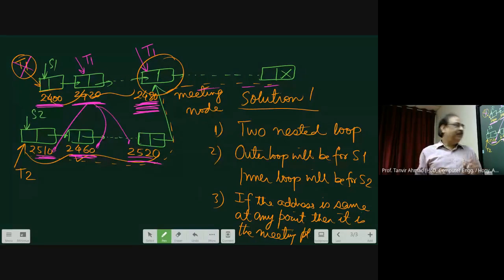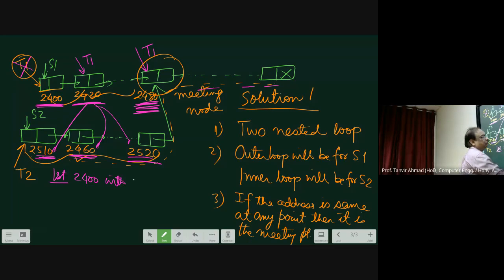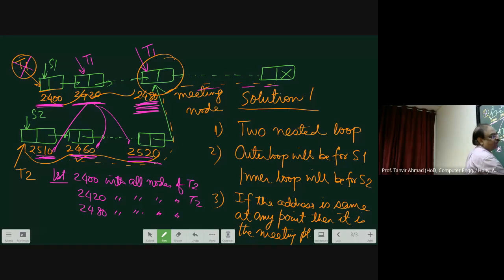Okay, that means first of all you compare 2400 with all nodes of T2. Then you compare 2420 with all nodes of T2. Then you compare again 2480 with all nodes of T2. And a time will come when both T1 and T2 will point to the same node. If you find both at the same node, it means that is the meeting point. And this is one solution.